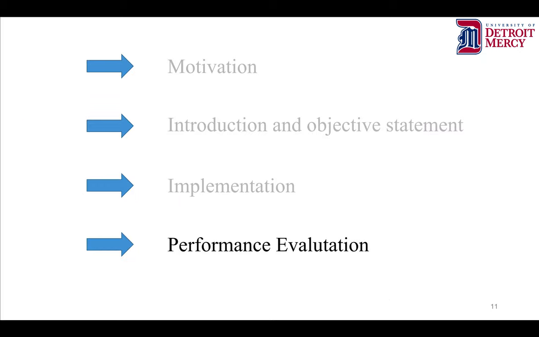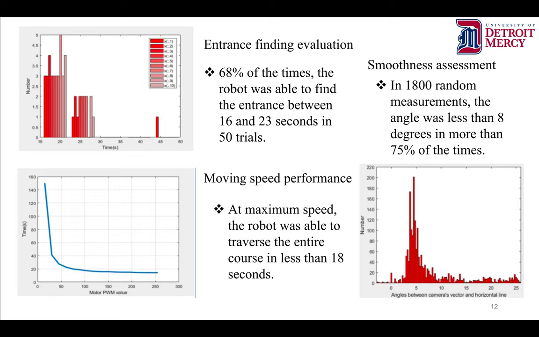The performance evaluation. For this part, we have three performance measures. The first is the entrance finding evaluation. We did this test in 50 trials. In 6% of the times, the robot was able to find the entrance between 16 and 23 seconds. And for the moving speed performance, you can see this picture.